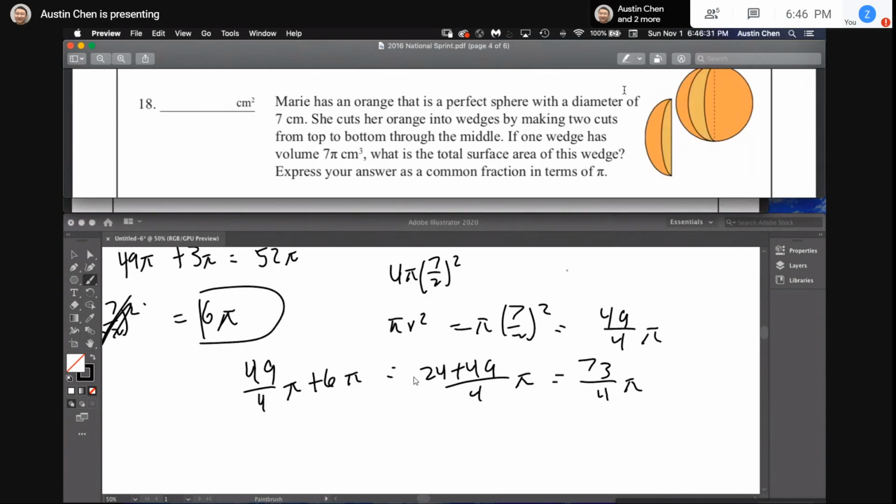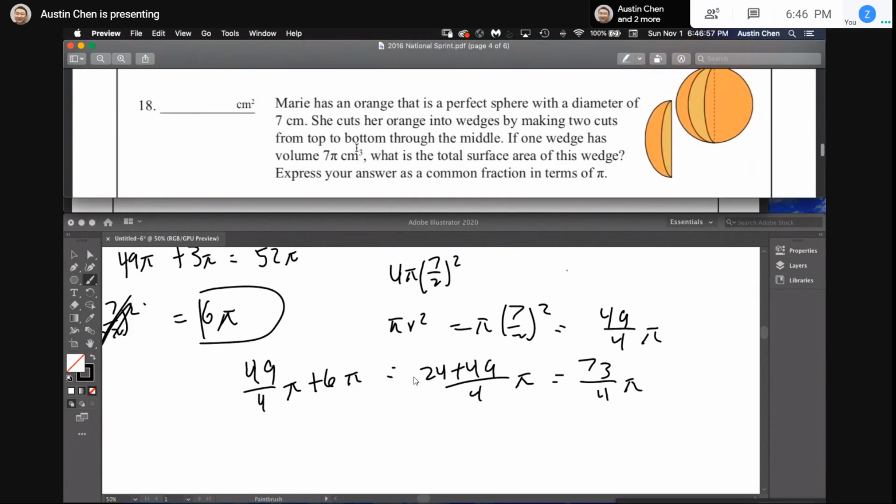So yeah, don't make those kinds of mistakes. Read the question carefully. Anything else you want to say? I mean, in the end, this is just asking for surface area, which isn't that hard. So there's not really anything much to say, I think.